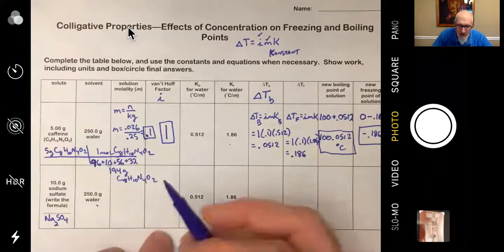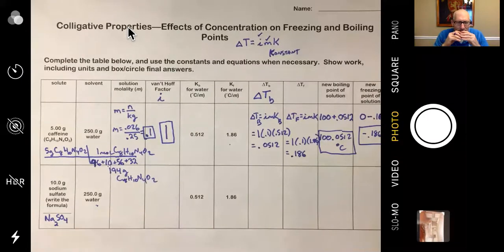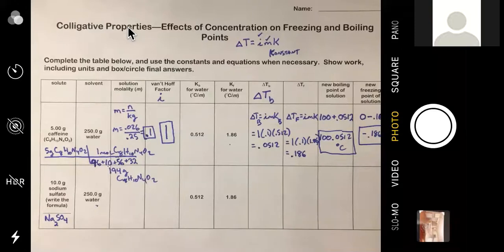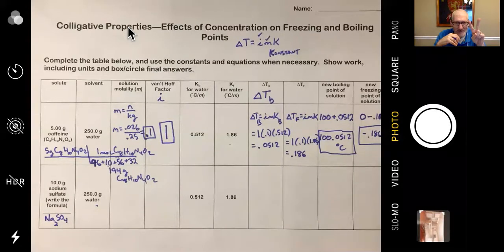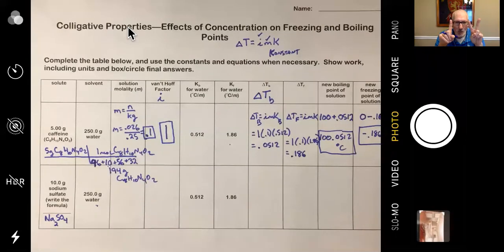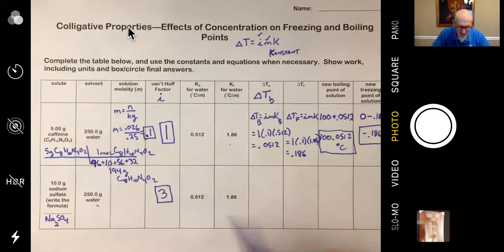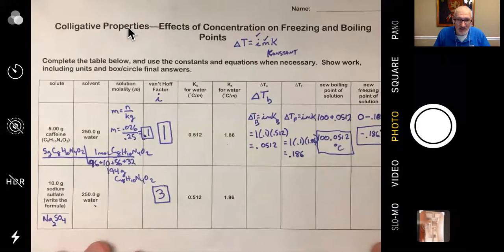Jack, if you're good here, if I take Na2SO4 and I dissolve it in water, how many sodium ions am I going to get? 2. How many sulfate ions am I going to get? 1. So if I think about this particular compound dissolving, what's the i number got to be? 3. Yep. Because it's an ionic compound, your i value, your van 't Hoff factor, is always the number of ions present. And so with that, I hope that you've got enough to get the rest of this all finished up.